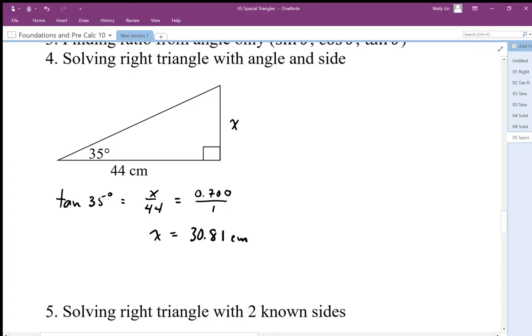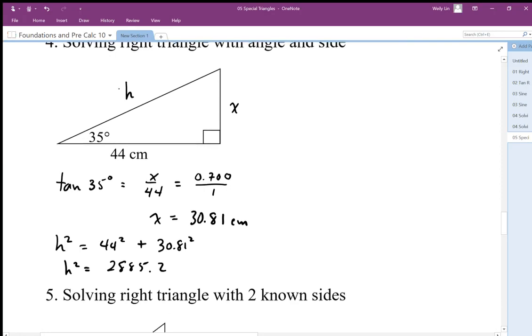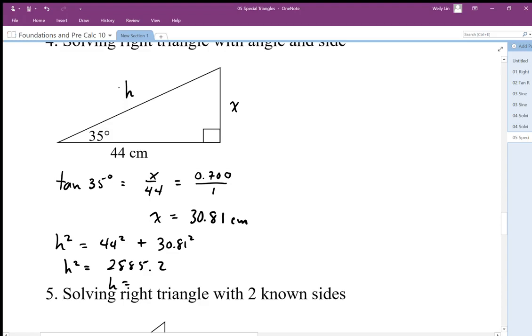We can work out the third side using Pythagoras. I'll call that h, or my hypotenuse. h squared is equal to 44 squared plus the other shorter side squared. Since h is the long side, we're going to add, so 30.81 squared. So I'm going to end up with h squared approximately equal to 2,885.2, and solving for h, we're going to be off by a little bit depending on where we rounded and how much we rounded, but my h is 53.71 centimeters.